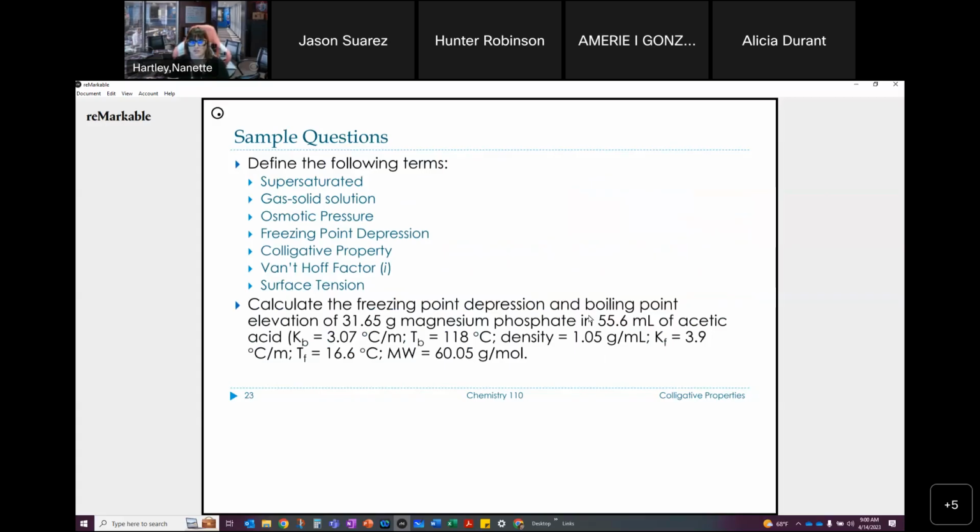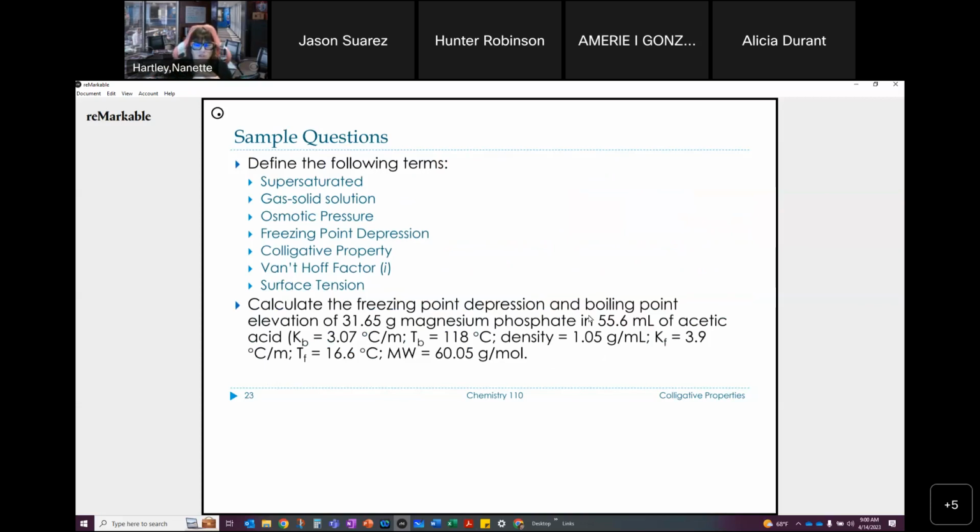What's a surface tension? That's the additional force that exists at the surface because everything is pulling down and to the sides. So we have a higher tension at the surface because of the directionality of that pull.